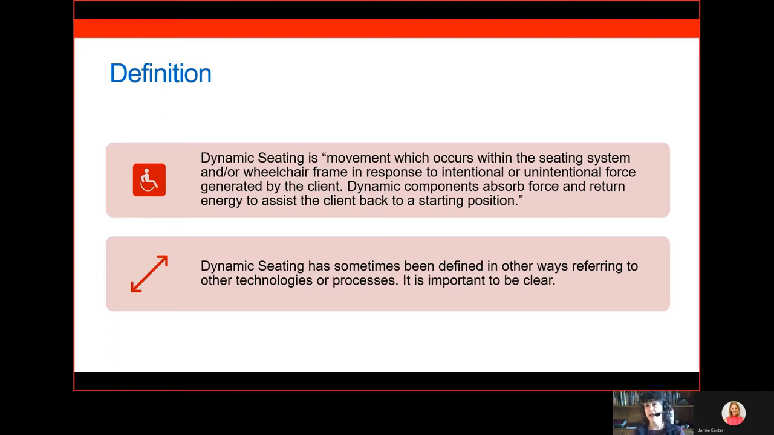Now, dynamic seating has sometimes been used to refer to other products or processes that are related to wheelchair seating and mobility, anywhere from air cushions to a change of pressure that occurs between a cushion and the client during self-propulsion. So it's important to make sure that we're clear about what we're referring to with this technology.